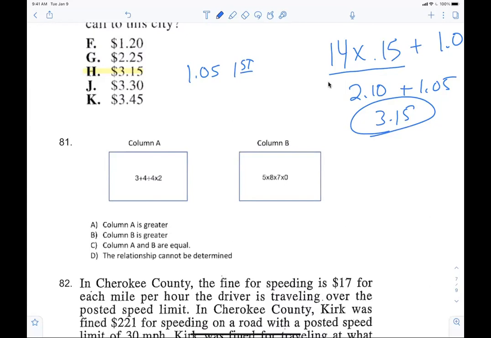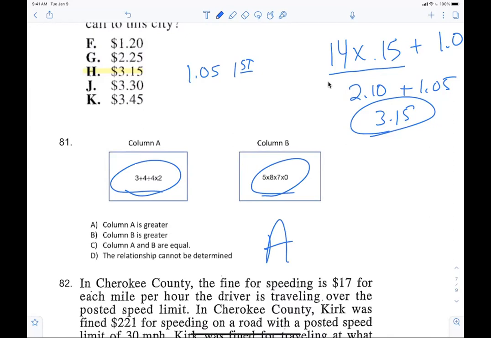Column A. Why? Because column B is multiplied by 0. Yay. Column B is 0, right? Because you're multiplying by 0, so that makes that 0. So this over here has to be greater than 0. Everybody happy with that? So that's how we knew the answer was column A. Very smart. Thank you very much. Observing is very important.